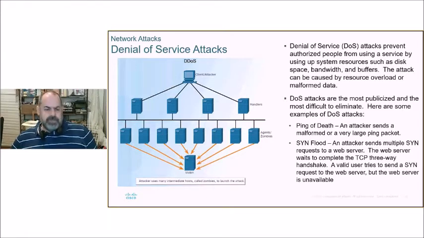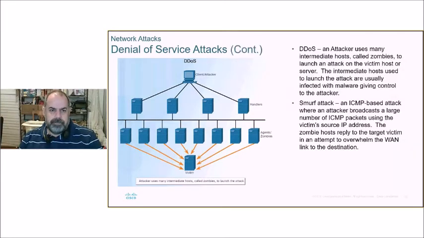And of course, the picture is actually showing a distributed denial of service. That's when someone has control of a botnet, and they can use quite possibly hundreds, thousands, or millions of hosts to attack a victim, and so of course, well and truly overwhelm their service. And so an attacker uses many intermediate hosts called zombies to launch an attack on the victim host. The intermediate hosts used to launch the attack are usually infected with malware, giving control to the attacker.